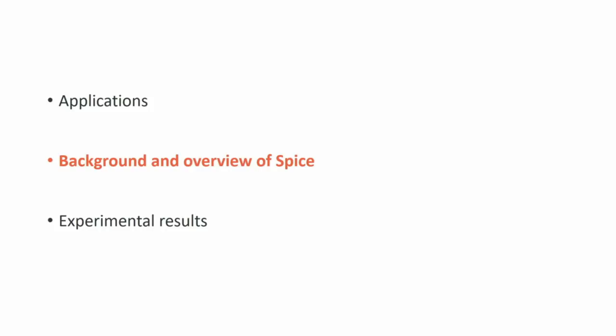So I hope that I convinced you that verifiable state machines are actually useful. So in the next part of this talk, I'm going to provide some background on a prior system called Pantry before I provide an overview of SPICE.